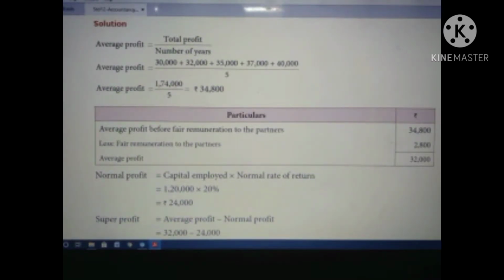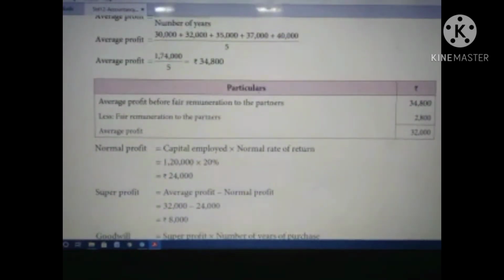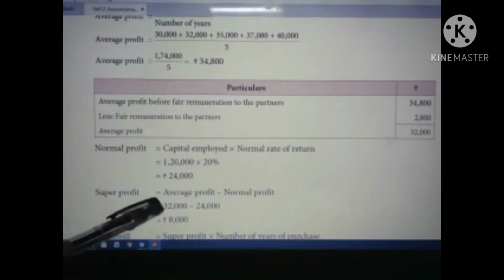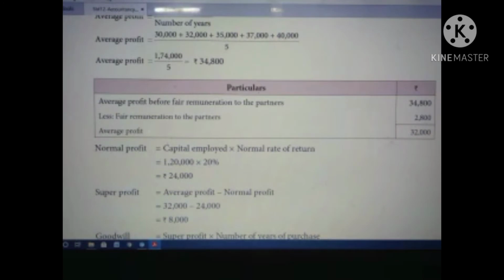Then after finding the normal profit, for the super profit, the average profit you take is the amount after subtracting the fair remuneration. This profit only you take to find the super profit. Super profit equals average profit minus normal profit. Then you have to find the goodwill. So this is illustration 8.